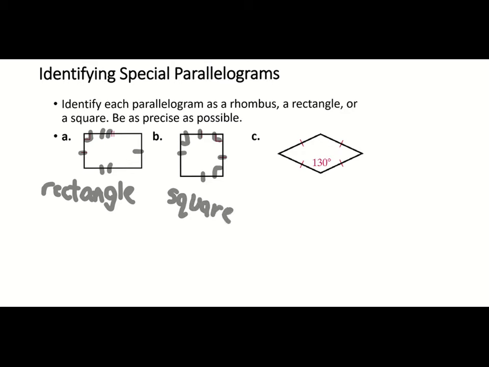And for C, I have a 130-degree angle. And then I also know opposite angles would be the same, but all four sides are the same. So they're not 90 degrees, but all four sides are the same. So this is going to be a rhombus.